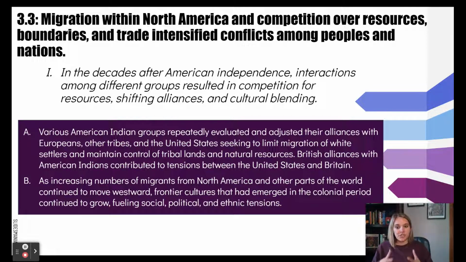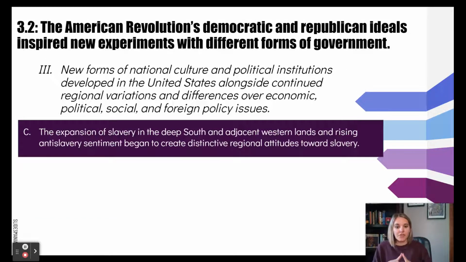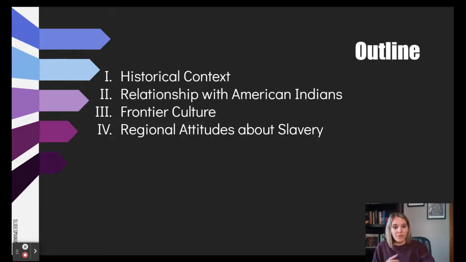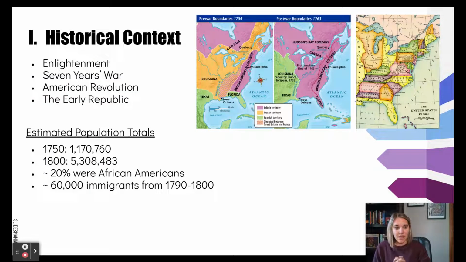The first is related to the relationship between American Indians. We see alliances shifting, we see trade and sovereignty as being really important concepts in this period. The second main part is going to be frontier cultures. And then our third main part is going to be the regional attitudes about slavery that develop and become more intense throughout this era. So we'll start off by talking about American Indians, move on to frontier culture, and lastly, talk about changing attitudes in slavery.